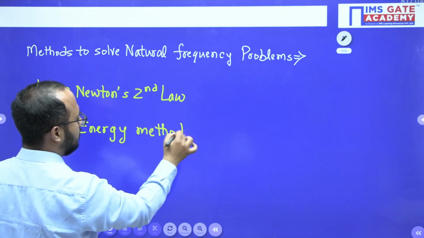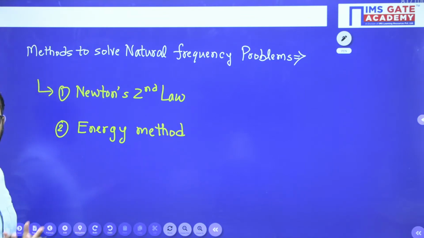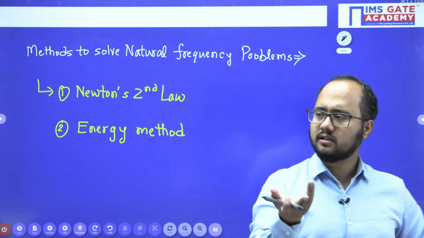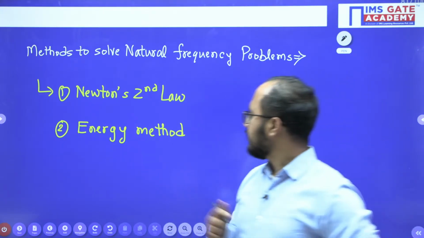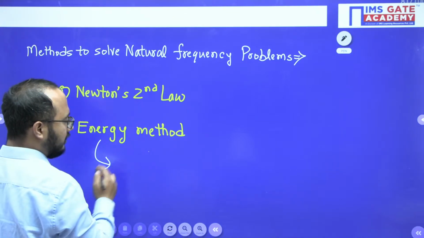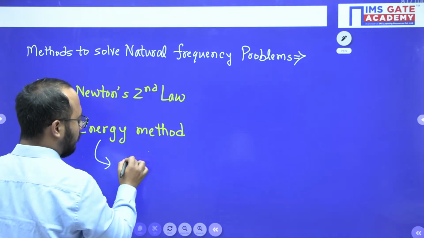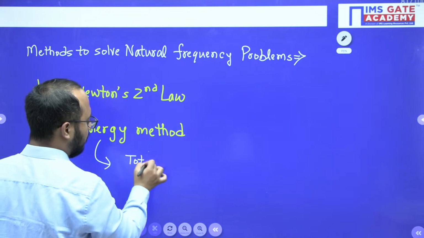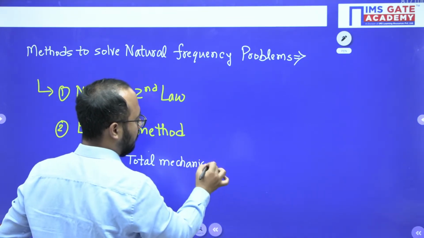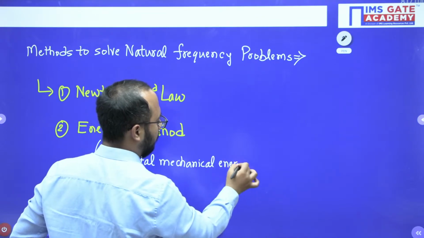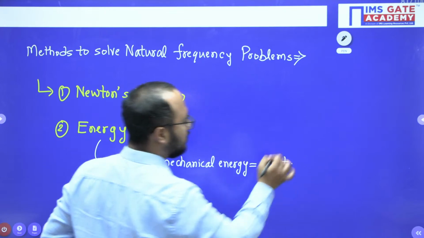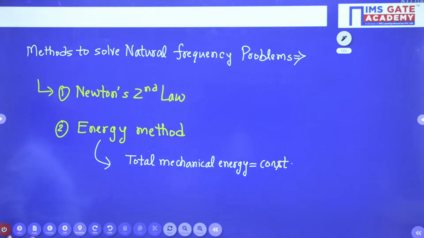In Newton's second law, you can even call it the torque method also, because in some cases a rotation will be involved, so in that case torque will be there. Actually we will discuss this energy method. In this energy method, we assume that the total mechanical energy is conserved, that is, constant. We are considering no dissipation of energy.